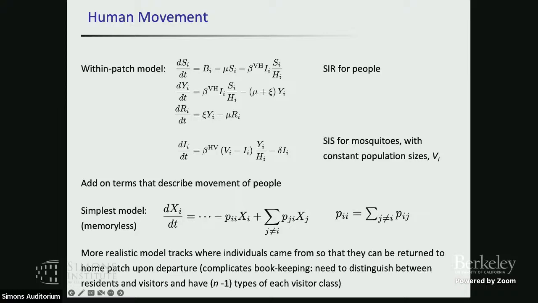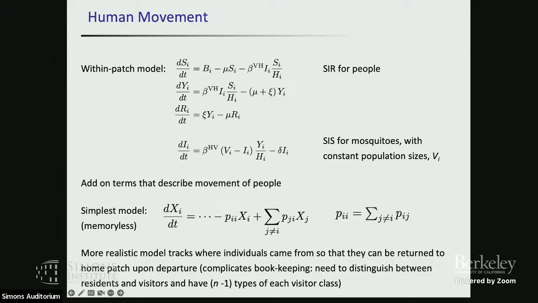Oh, that's right. And also this simplest model is memoryless. So it doesn't remember the patch from which individuals came. So they move from patch 1 to patch 2. Then when they're in patch 2, they move to other patches. They don't remember that they came from patch 1.